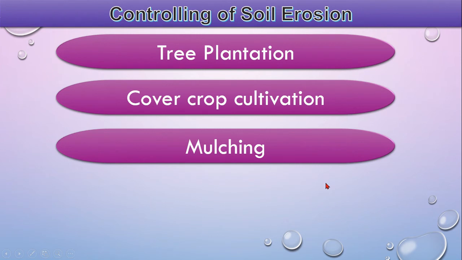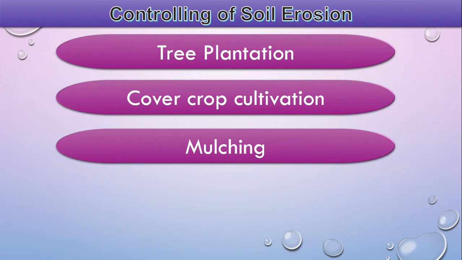Next one is mulching. Mulching means providing some straw, dry leaves, or water hyacinth to cover the crop for protecting the soil from wind or rainfall. That means mulching protects the soil or controls the soil from moving from one place to another place, by leaving something on the top of the soil. For instance, water hyacinth, dry leaves, straw, this type of thing. When we provide mulching, the soil keeps its moisture content, because sunlight does not enter the soil straight away. That is why mulching is very important for soil and plant as well. So we need to provide mulching for controlling soil erosion.